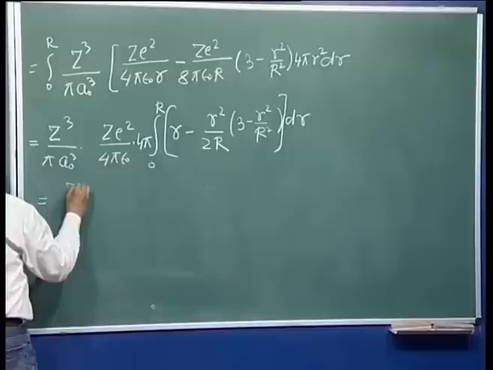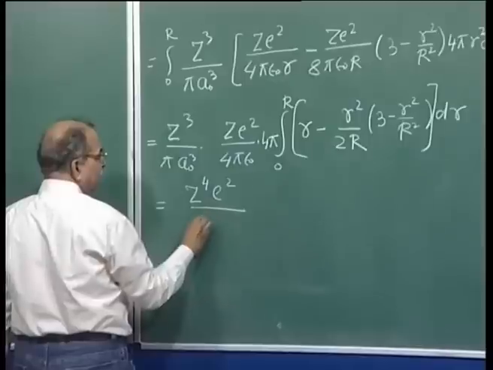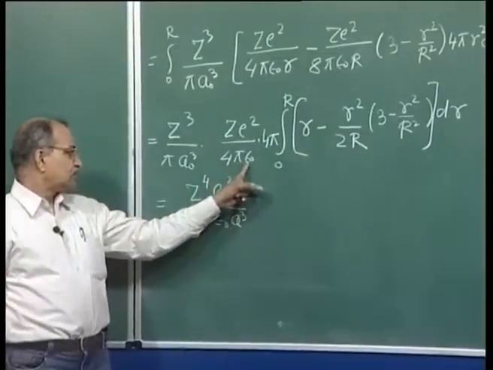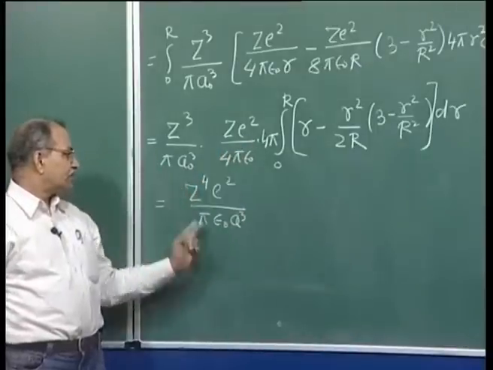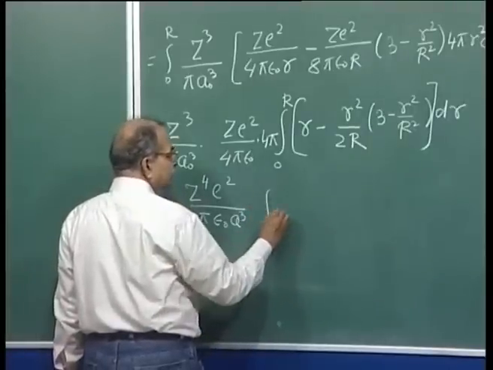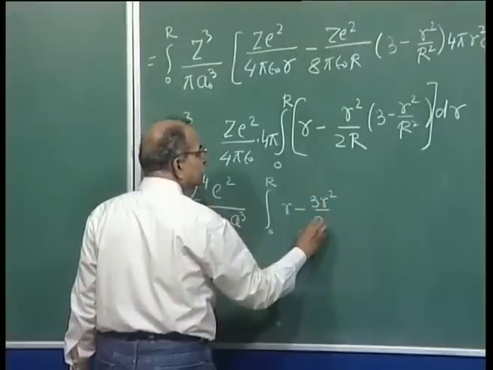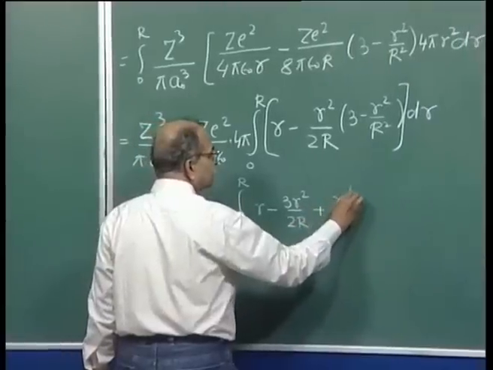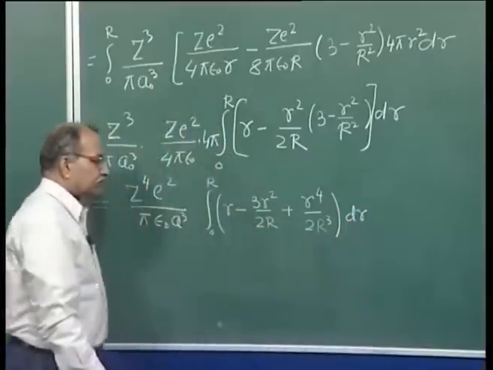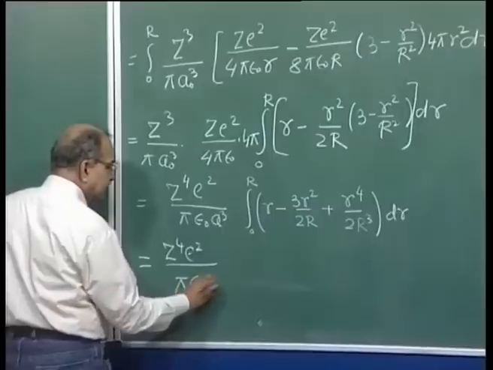All right. So, this is Z power 4 e square, 4 pi cancels here, and then you have pi epsilon naught and a naught cube. This 4 pi cancels, 1 pi remains, a naught cube remains, epsilon naught remains, Z4 e square. And inside now you have integration 0 to capital R, then small r minus 3 r square by 2 capital R and plus r 4 over 2 capital R cube. This is Z4 e square by pi epsilon naught a cube.